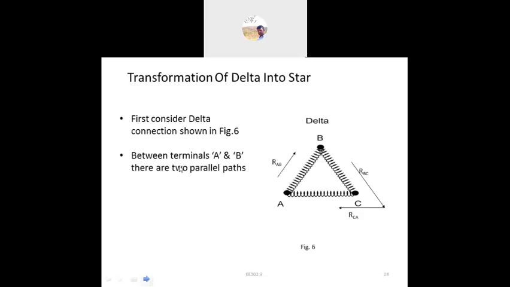First we take the delta connection and convert it to star. We assume terminals A, B, C. The resistance across AB is RAB, the resistance across BC is RBC, and the resistance across AC is RCA. Between terminals A and B there are two parallel paths. The first path is RAB, and the second path is RBC and RCA in series.